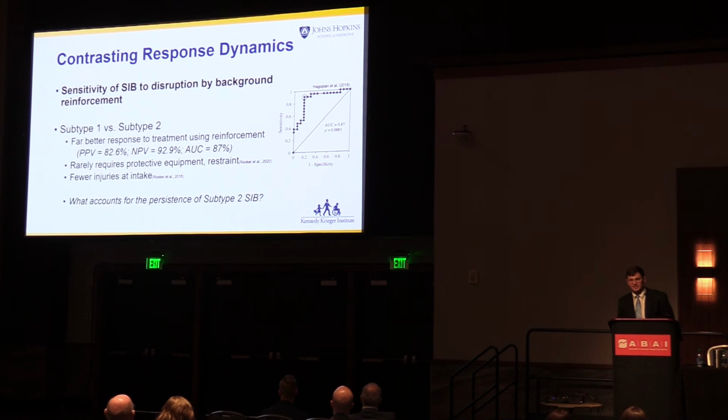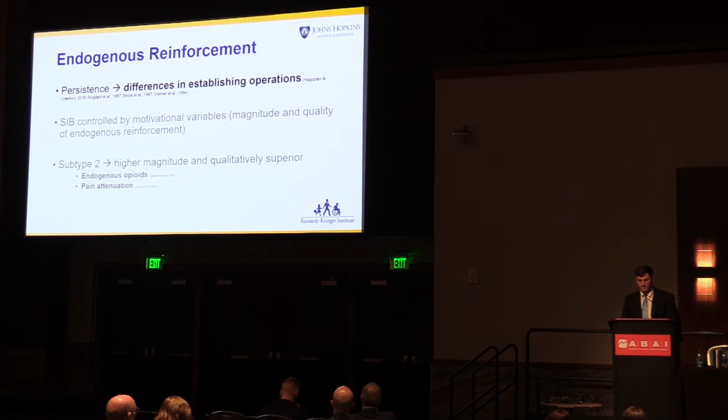What is accounting for this differential persistence of subtype 2 SIB? Why is it so treatment resistant? And there are more than a couple of different ideas out there about what variables might underlie these subtype-specific differences.